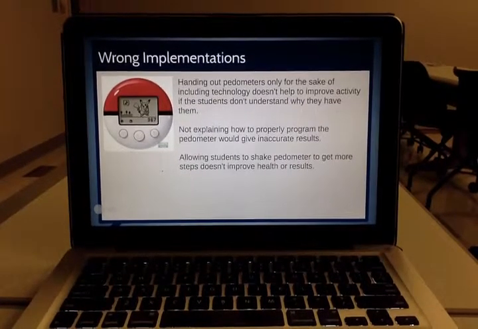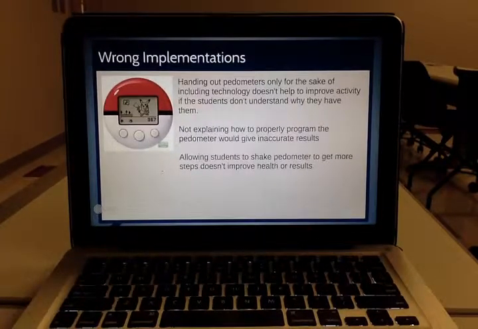Wrong implementations for using a pedometer would be handing out pedometers only for the sake of including technology. That doesn't help improve activity. So if you just said, all right, guys, here's some pedometers, wear them around, we'll see what happens, you're not getting anything out of it. You kind of have to explain the goal of it and help students create goals and things.